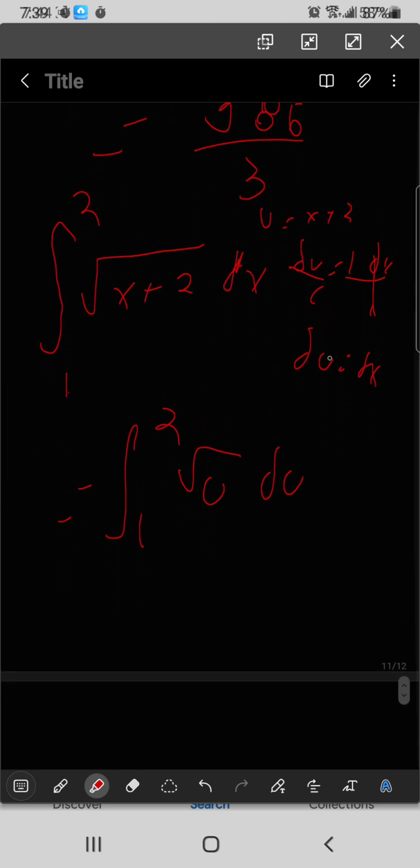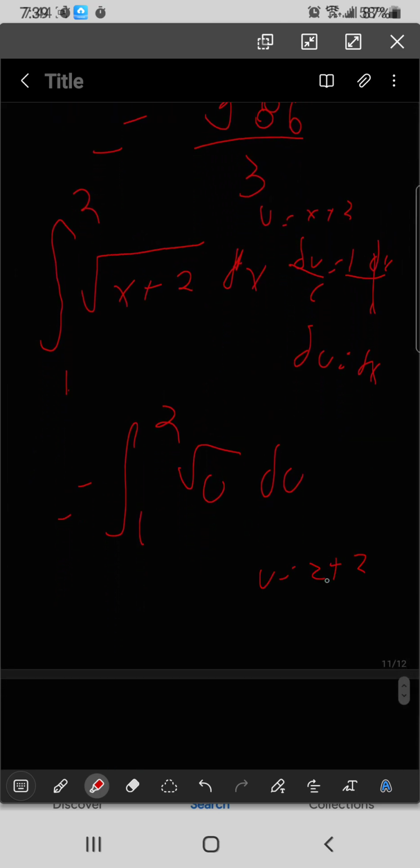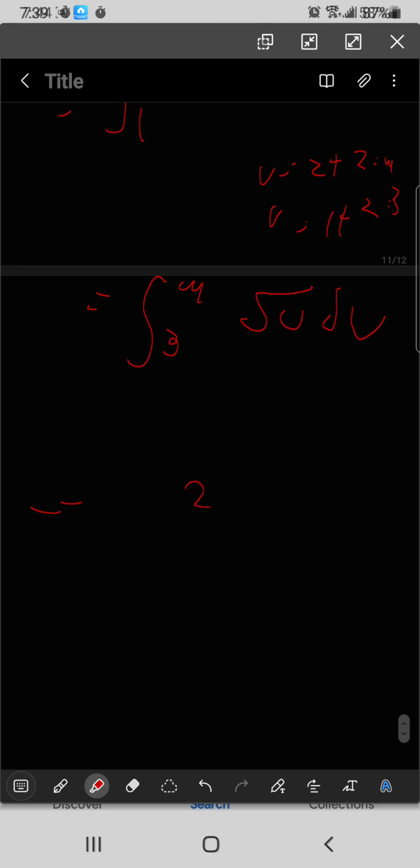Now we have this, we need to replace the terms. So u equals 2 plus 2 and u equals 1 plus 2. So we have 4 and 3, so it's evaluated from 3 to 4. Integrate square root of u du. So this is going to be 2 thirds u to the 3 halves, evaluated from x equals 3 to x equals 4.